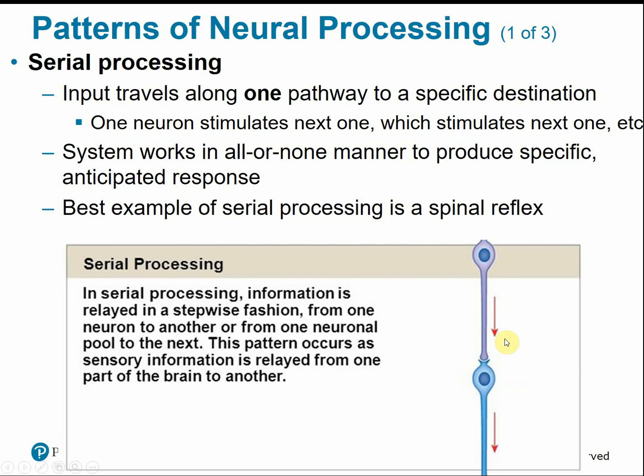The best example of serial processing would be your spinal reflexes, where every time the reflex is stimulated, it gives the exact same response. Like the knee-jerk reaction when you go to the doctor and they tap your knee with a hammer to make your leg kick. That's a spinal reflex. Every time the doctor hits your leg in the right spot, it's going to have that same predictable reflex response due to the serial processing.